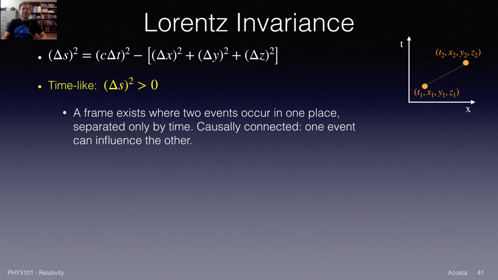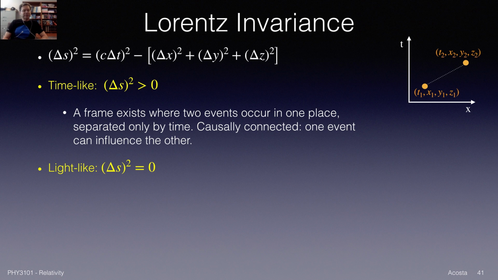For example, if you have a subatomic particle that's created at the origin in its rest frame, and it decays sometime later at the same position because you're in the rest frame, then the only quantity that changed was time. The spatial coordinates did not change, and so c delta t would be non-zero. All the delta x, y's, and z's will be 0, and I'll get a positive number for delta s quantity squared. So that's a time-like region.